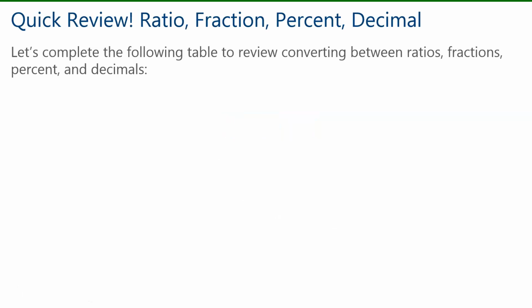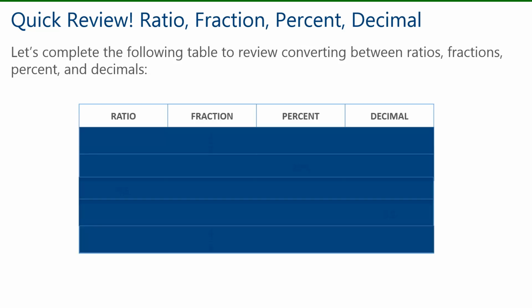To help us review the idea of converting between the various forms of ratio, fraction, percent, and decimal, let's complete the following table. The importance of this activity, I should add, is that quite often probabilities are expressed in one of these four forms, either as a ratio, a fraction, a percent, or a decimal. In this table, I will give you either a ratio, a fraction, a percent, or a decimal, and our task will be to convert it to the other three forms.